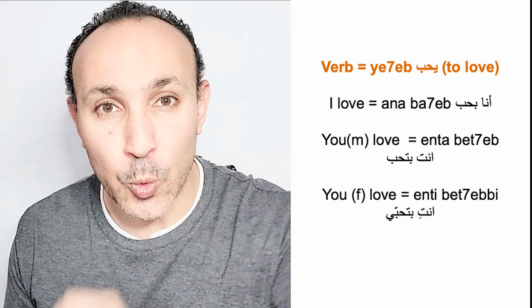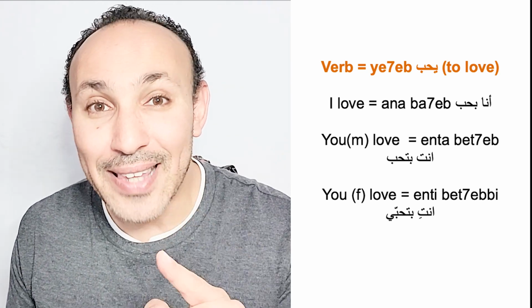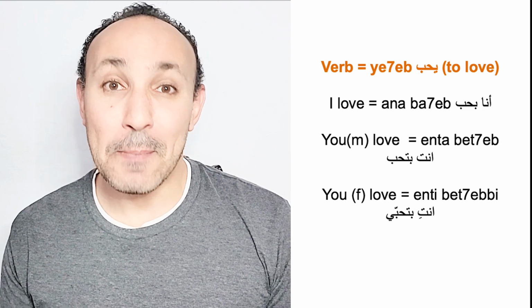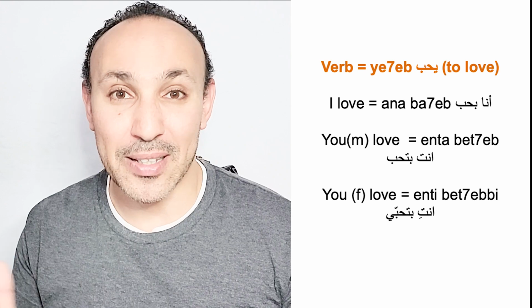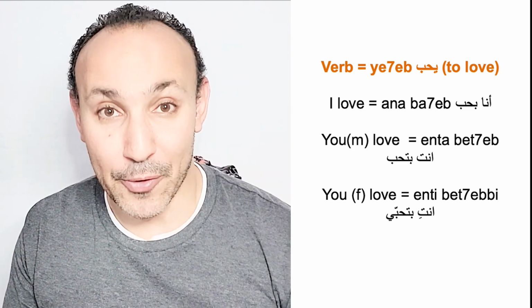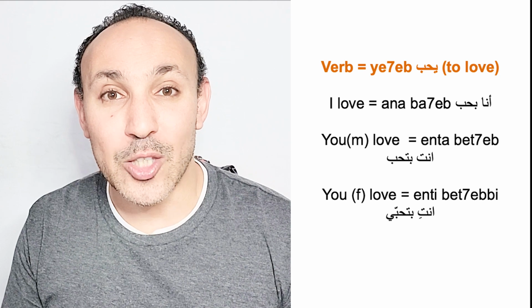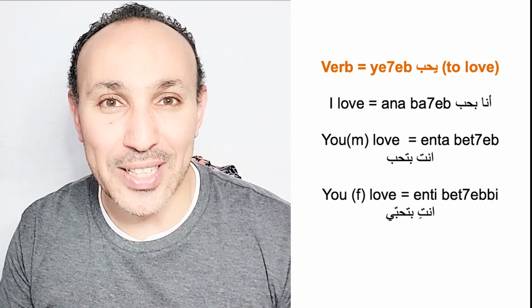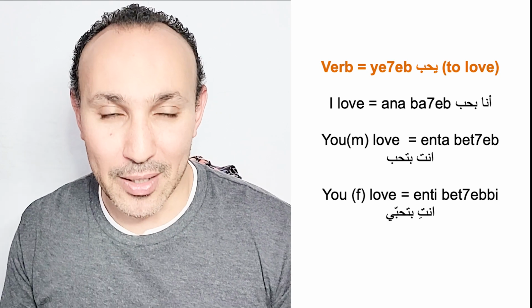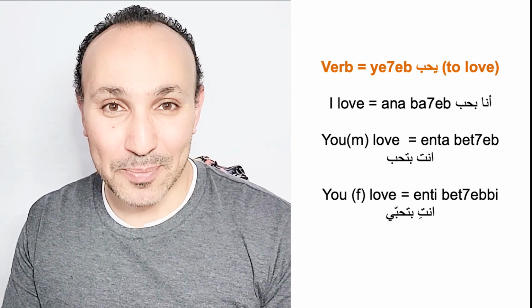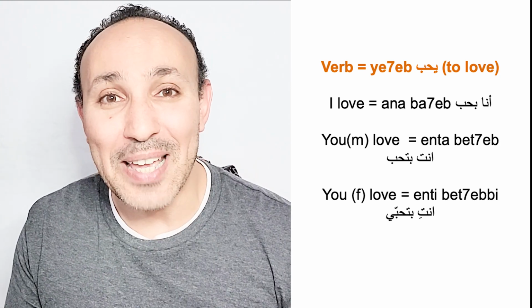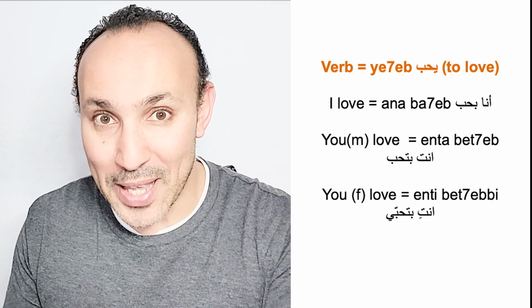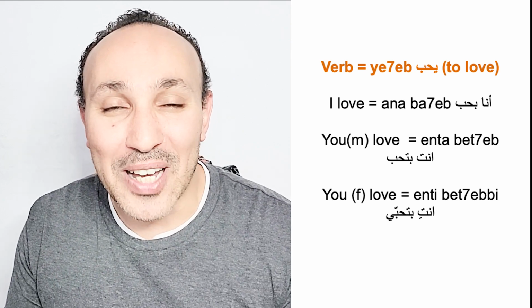When you add it with you to male, it becomes أنت بتحب. So تحب is a simple present, and with B it is the be imperfect. When you add it to the pronoun انتي, which is you female, it becomes بتحبي. So انتي بتحبي. So let's revise. أنا بحب, I love. أنت بتحب, you love, to a male. أنتي بتحبي, you love, to a female. So far so good. Let's have some examples.